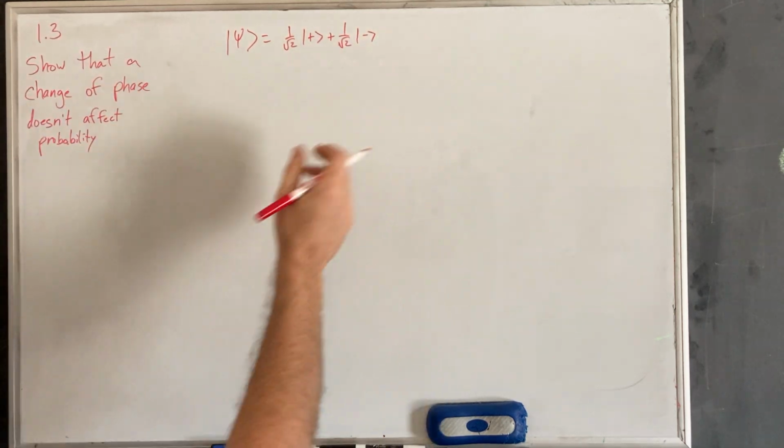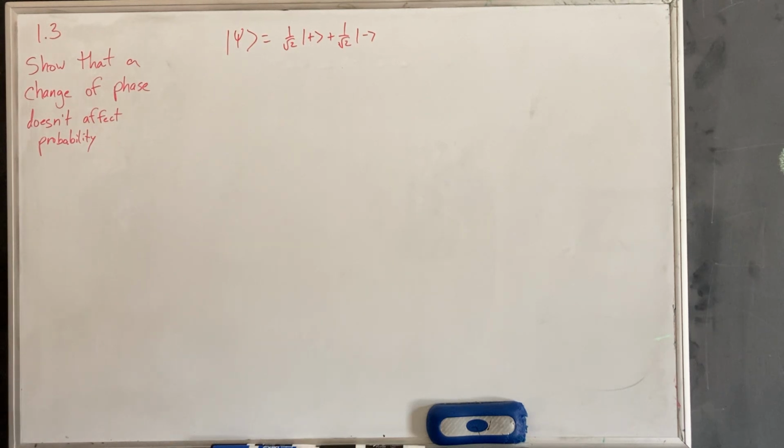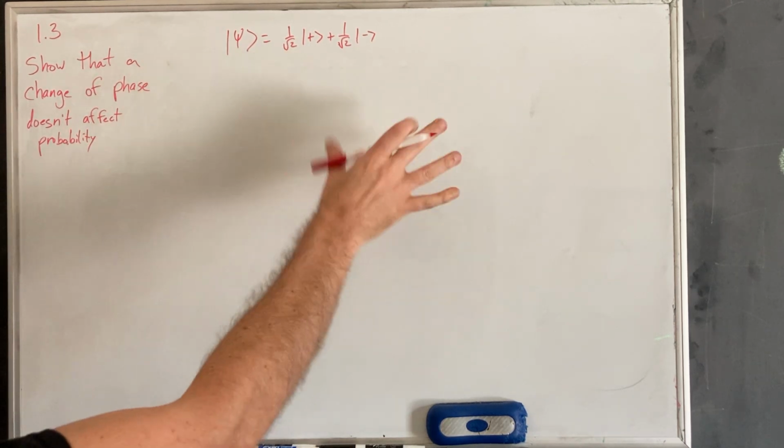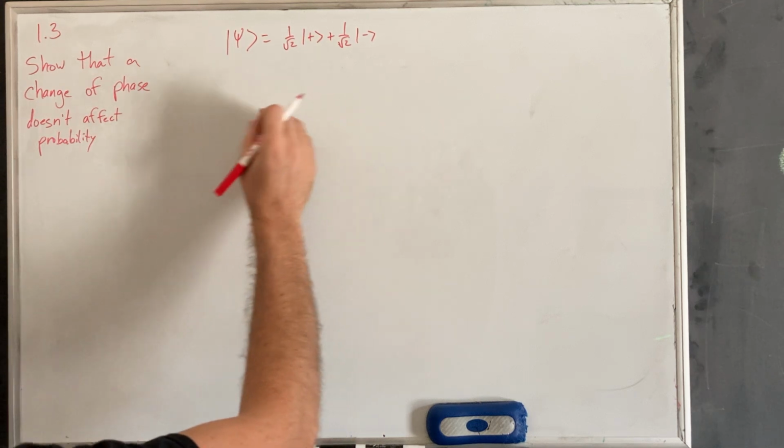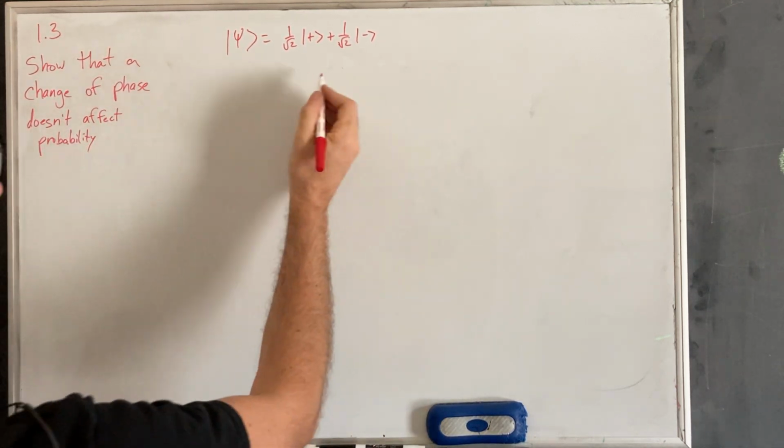We know that this is normalized because if you square these and add them together, that's going to be 1. And we also can kind of just see by now that the probability of it being down is going to be 1/2 and up is going to be 1/2. We can show that real quick.